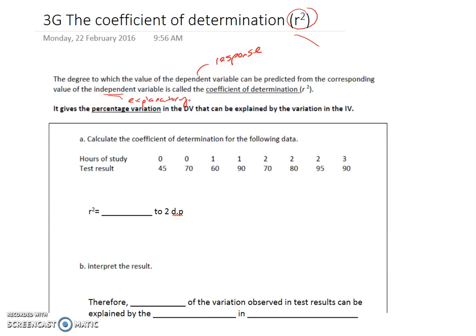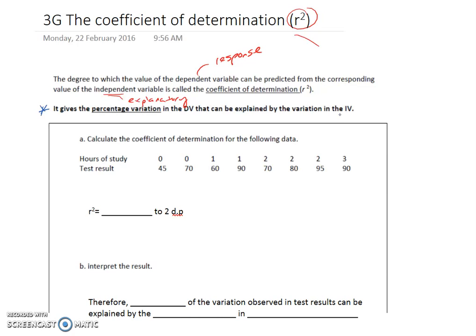It's called the coefficient of determination. What it does is it gives us the percentage variation in the response variable that can be explained by the variation in the explanatory variable.